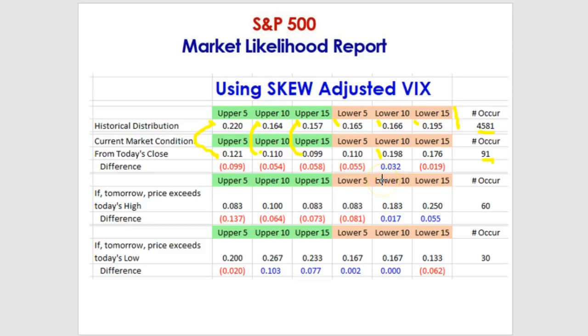So what I like to do also is carve this up in terms of what happens on coming up on Monday. If on Monday price exceeds Friday's high, that situation has occurred 60 times in the past. In that situation, the upper bands all got struck significantly less often. 2 of the 3 lower bands were struck more often. Look at that. That's kind of interesting. And then if price exceeds Friday's low, interesting, look at that. In terms of here, 4 of the 6 bands got struck more often down here. Well, no, that one's a wash right there.